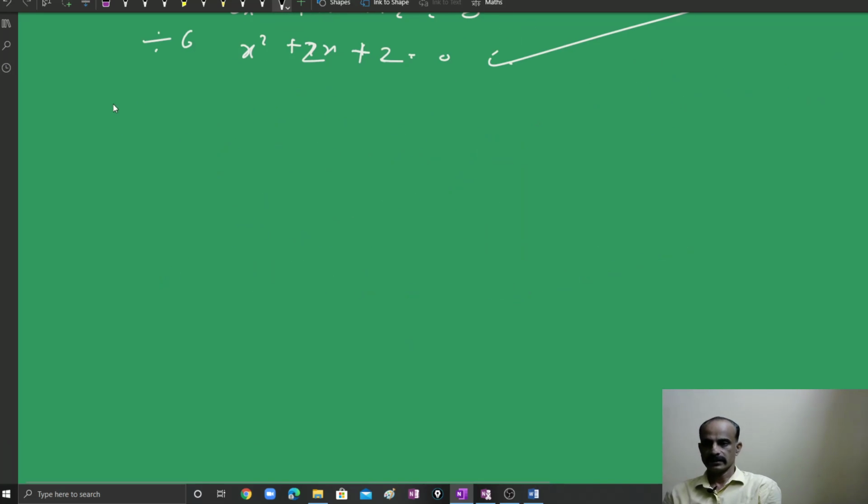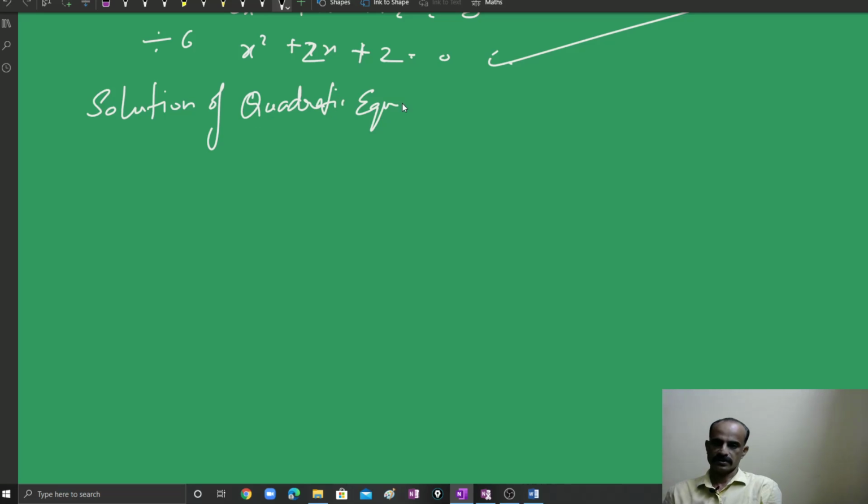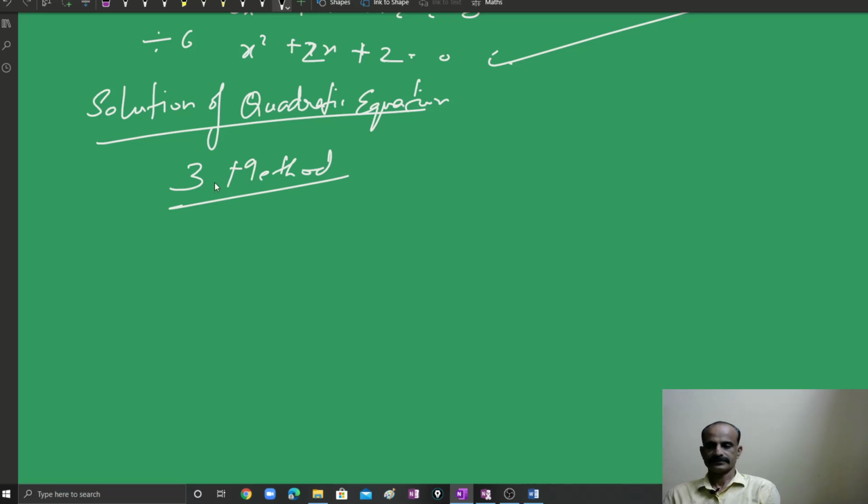This year we are learning 3 methods, that is, solution of quadratic equations. There are 3 methods prescribed this year. First one is using factorization.